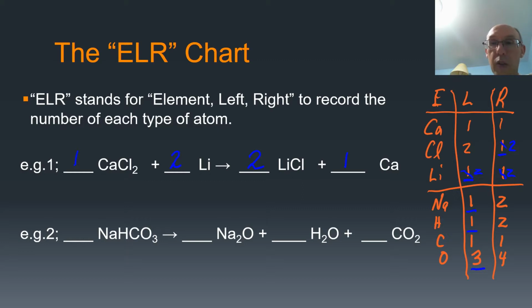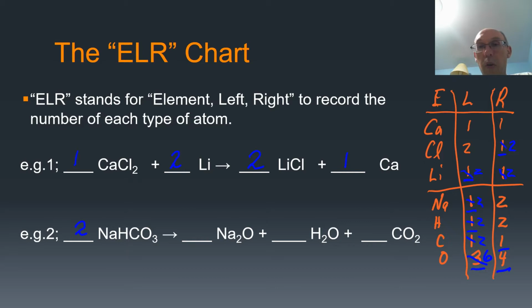I can fix sodium by putting a 2 in front of the NaHCO3. And what that's going to do is it's going to double everything on the left because there's only one reactant. So it's 2, 2, 2, and 6. And so now the sodium's good, the hydrogen's good, carbon's low, and oxygen's low.